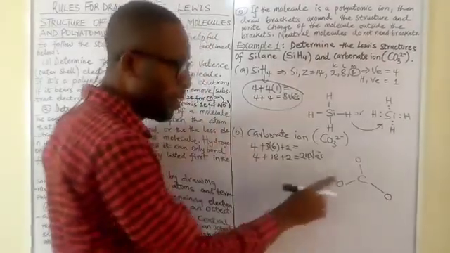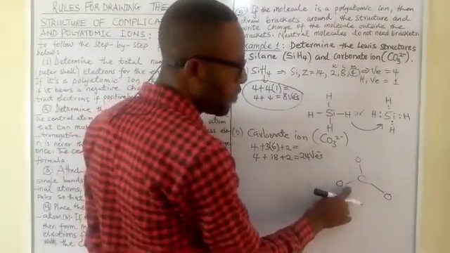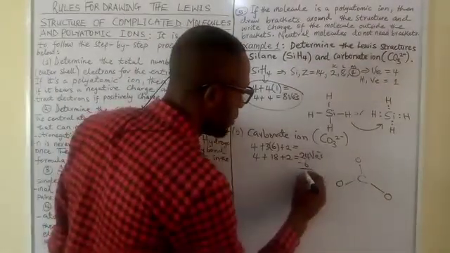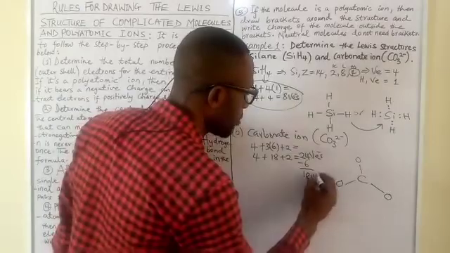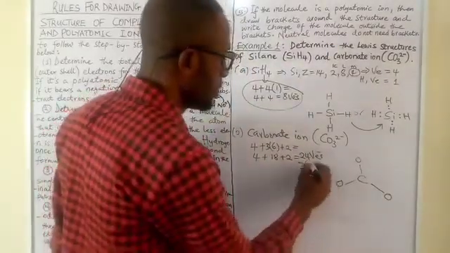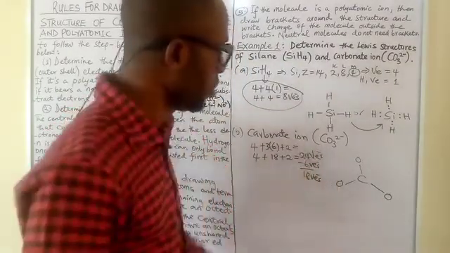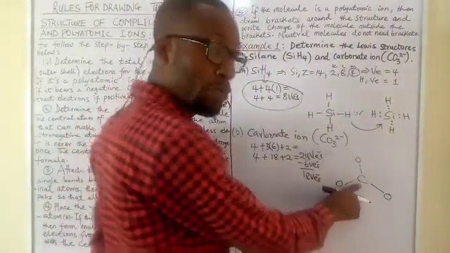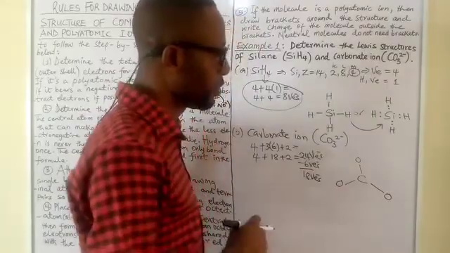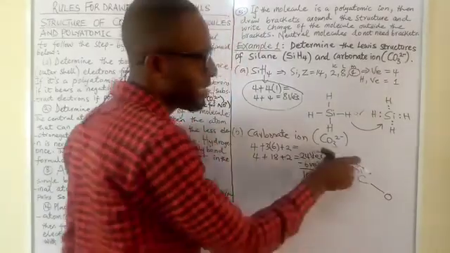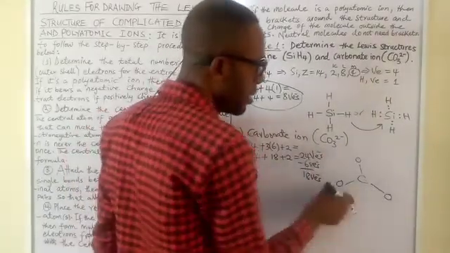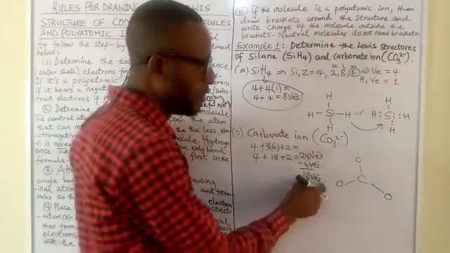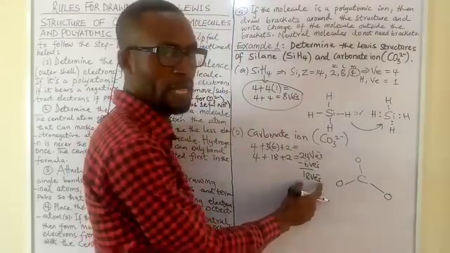When you have done that, remember, you have used up 2, 4, 6 electrons. So you say 24 minus 6 will give us 18 valence electrons remaining. 18 valence electrons remaining. So what you now do when you have attached the central atom to the terminal atoms is to try to satisfy the octet of the terminal atoms first, using the remaining valence electrons, in which case we have 18 electrons.